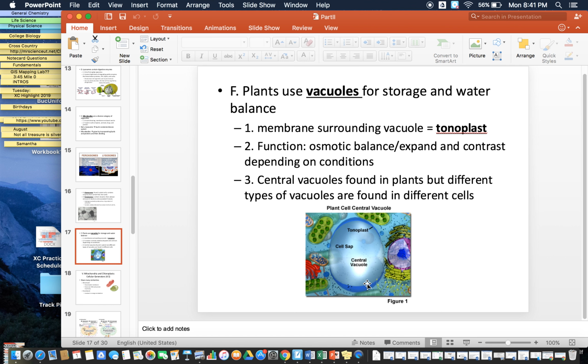In plants, we do have a central vacuole, but there are different vacuoles found in different cells. So keep that in mind. Animal cells do have vacuoles, just not a central vacuole.